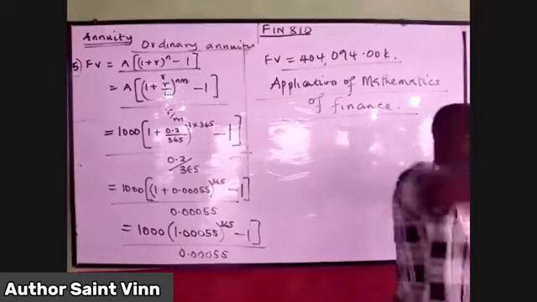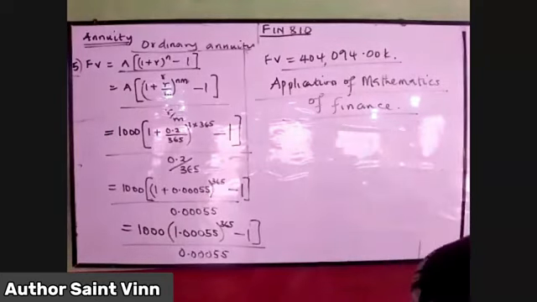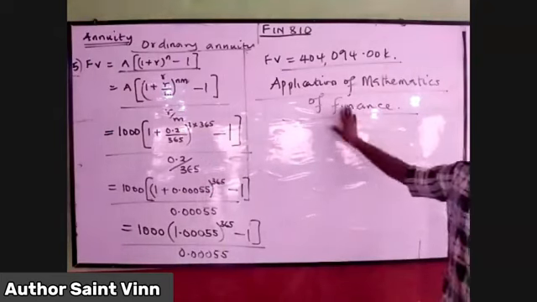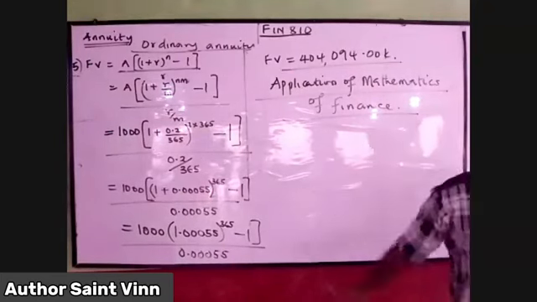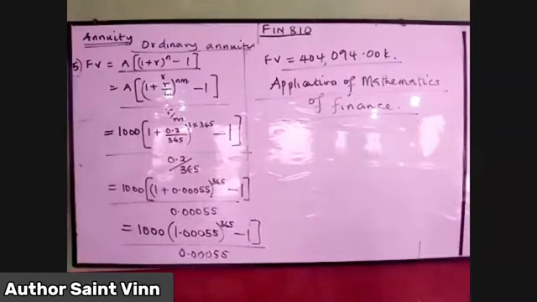I said the last topic for mathematics of finance is what we call application of mathematics of finance. First is loan amortization. Second is sinking fund. And in these 2, we only use formula from annuity, and that is only ordinary annuity: future value, ordinary annuity, and present value, ordinary annuity.